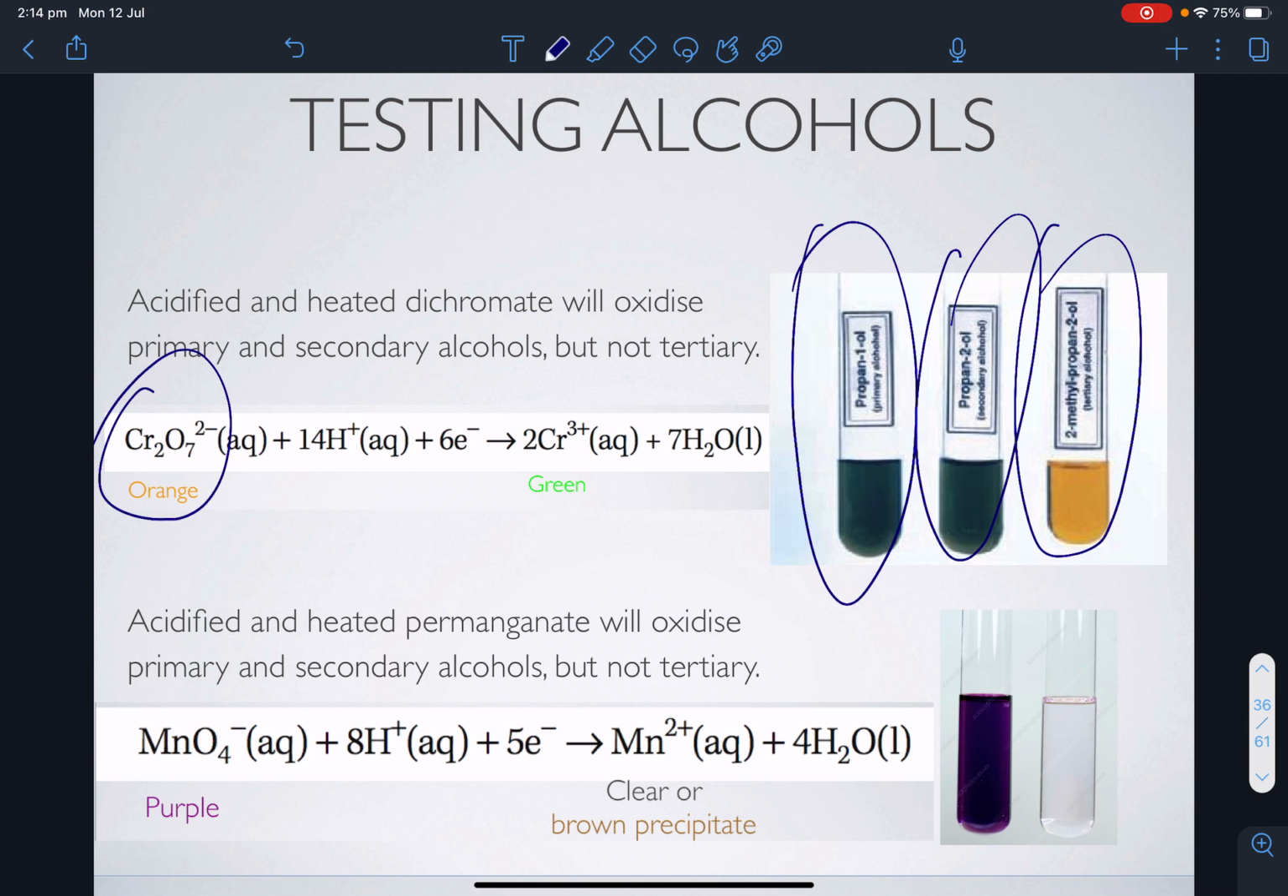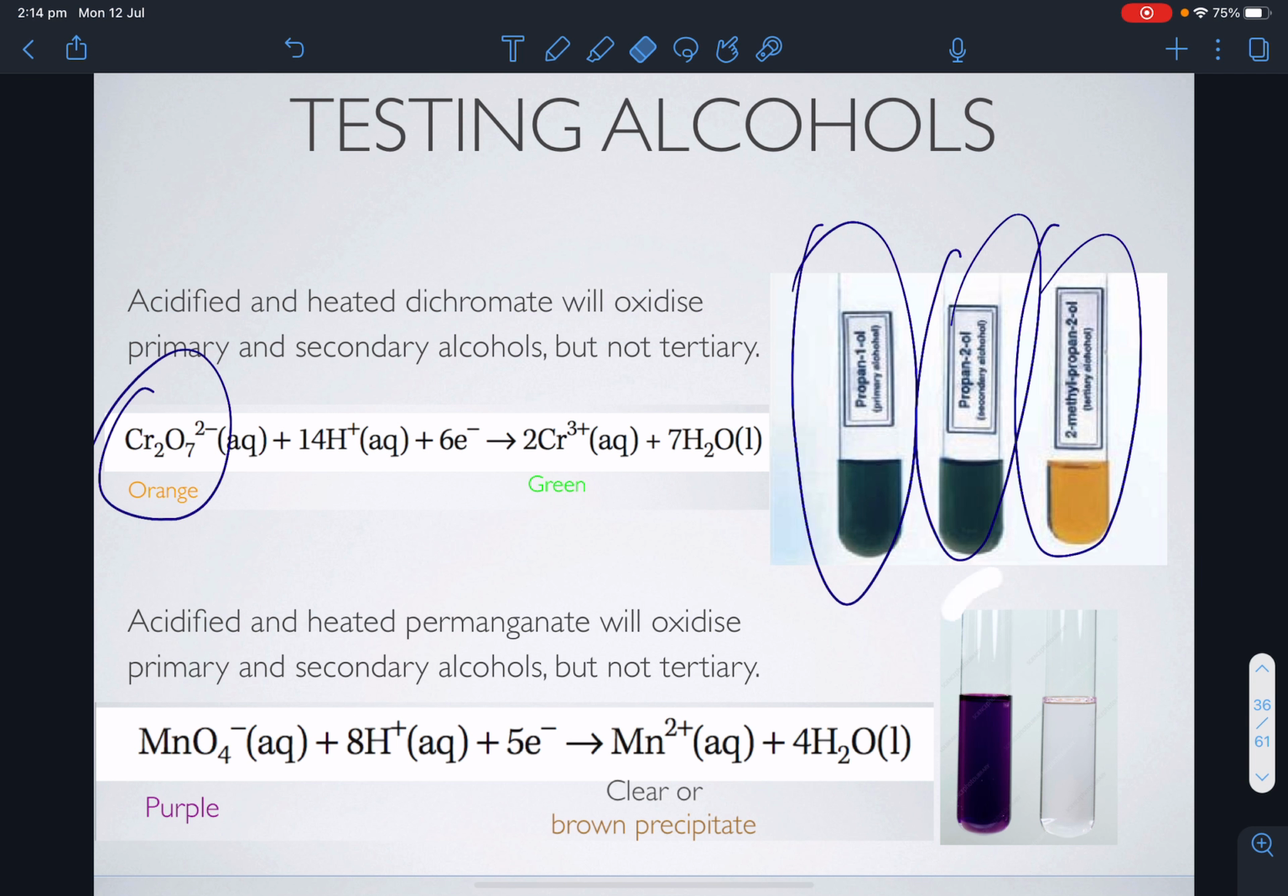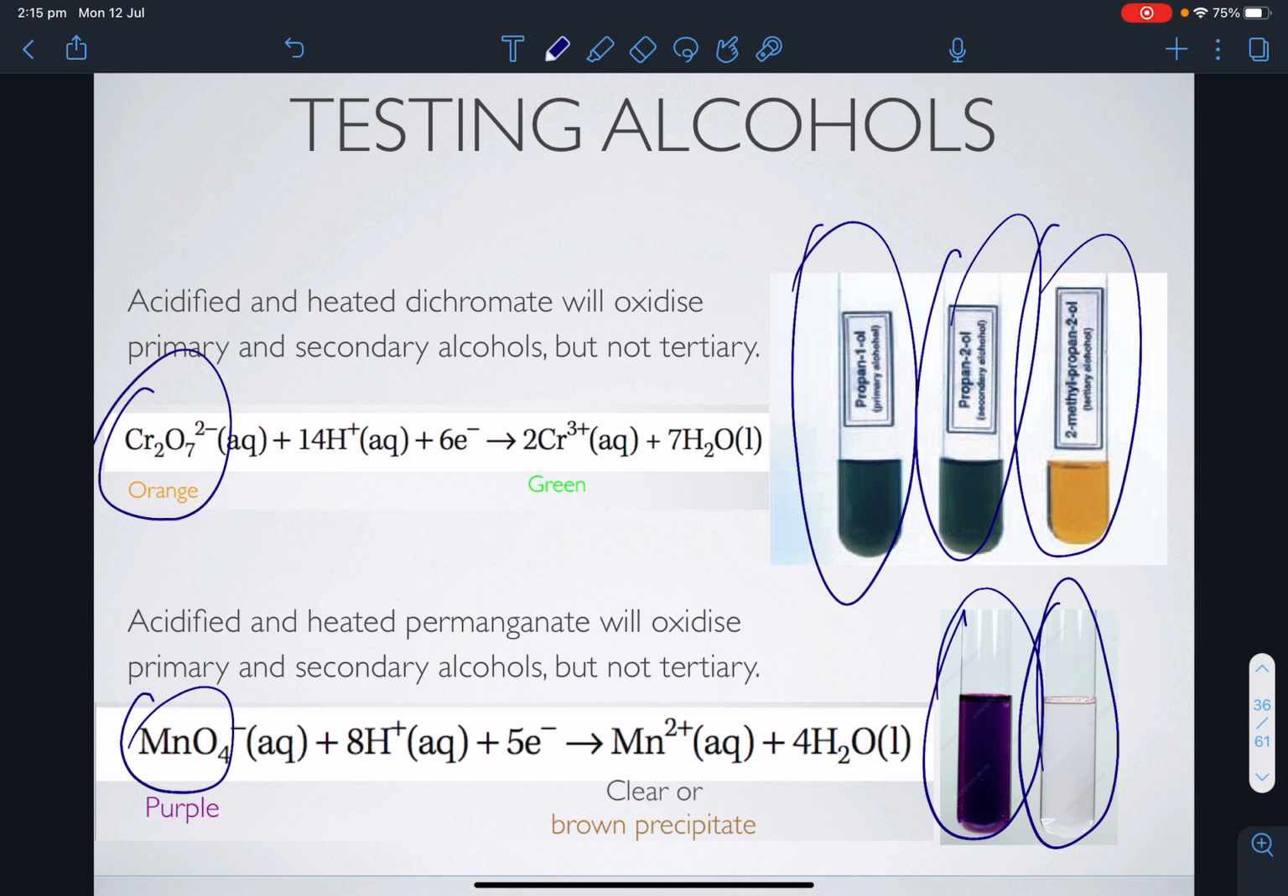Down below, what I've given is just the conditions for this. Actually, I've done it the wrong way around. I should mirror this one. This one here had, because it's still purple after being added, a tertiary alcohol, because it hasn't reacted, it's remained purple. But here, we've got the loss of purple, and we can't really see any precipitate. So this one must have been a primary or secondary, and this one must be a tertiary.